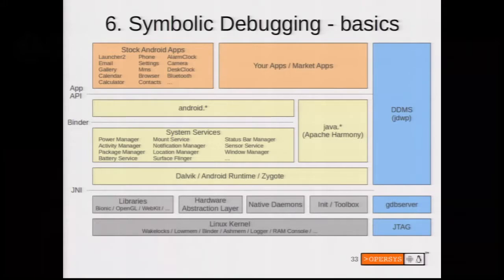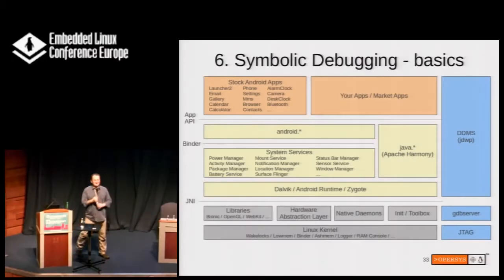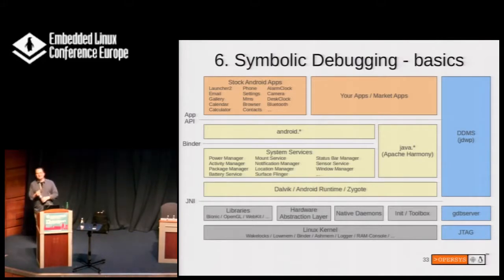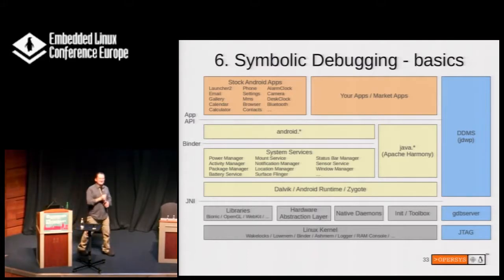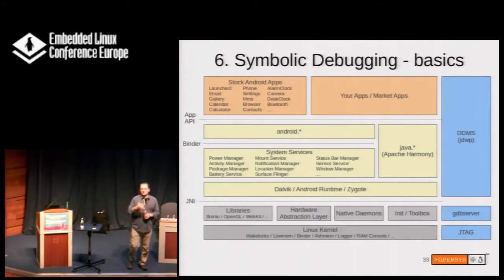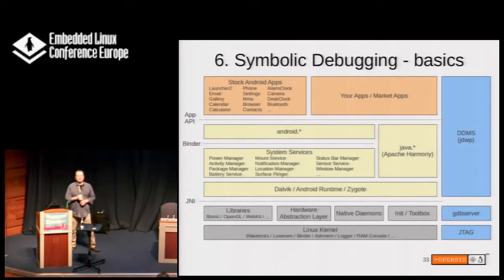Some symbolic debugging basics. As the gentleman was saying earlier, the major problem you have with Android is you can't just use one debugger. That'd be too easy, right? So you've got different debuggers for different things. DDMS is used to interface with Dalvik. Then you've got GDB and GDB server to talk to the native layer, and if you're doing any sort of kernel stuff, then obviously you're going to go with JTAG. The last two, if you've done any embedded Linux work before, should be second nature, so I don't need to explain them too much.